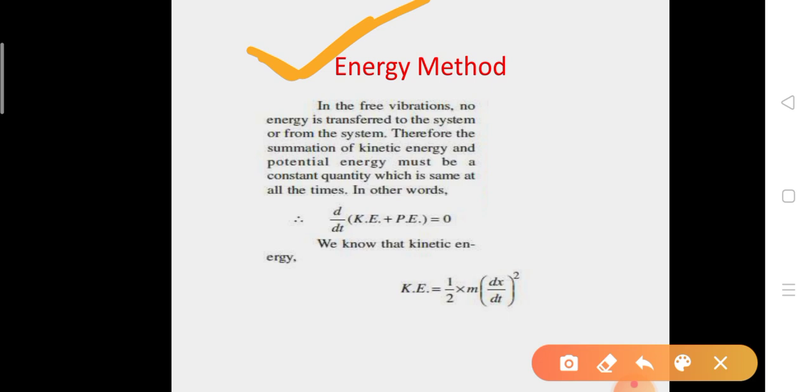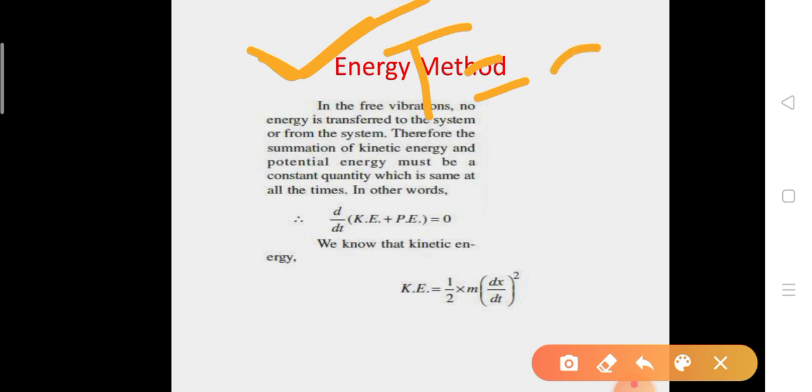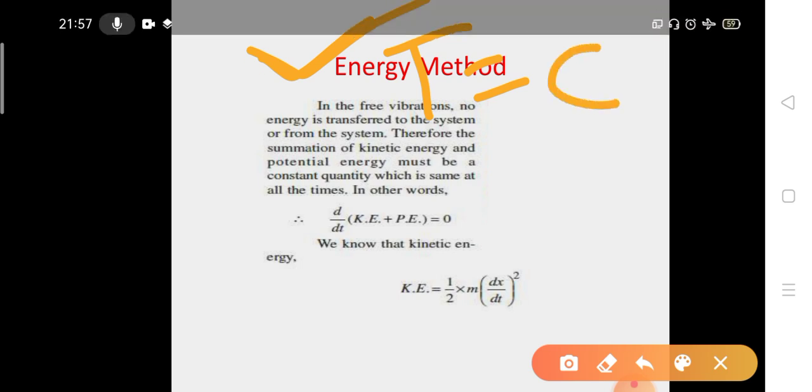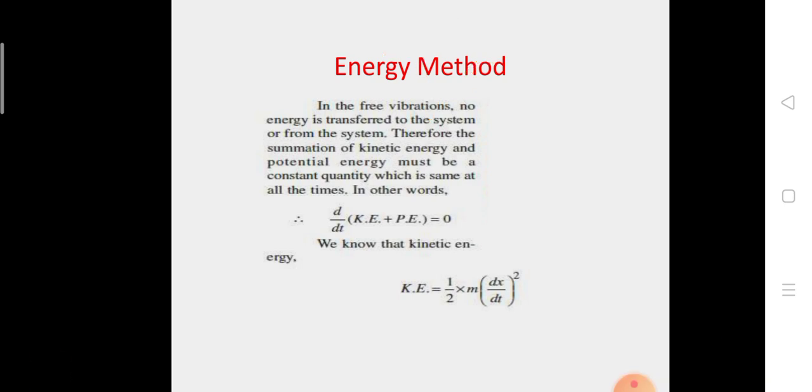Okay, so what is the conservation of energy concept? That the total energy of a system always remains constant. So what you do now, you just take one system, that is the spring mass damper system over here. Okay, let's suppose this is a spring mass damper system.